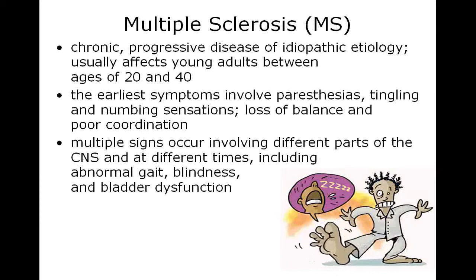The multiple signs of the MS affect different parts of the central nervous system at different times. There may be times that the person has problems with their legs, and then those problems will get better, and then they find they can't see out of one eye, and then they regain their sight, and then they have a problem in a different area of the body.